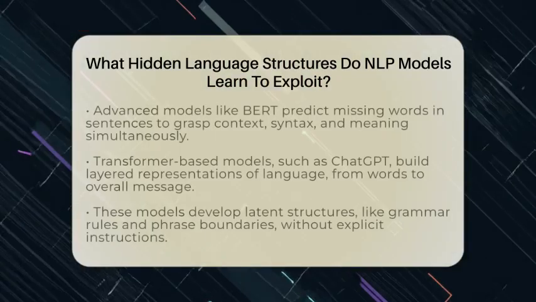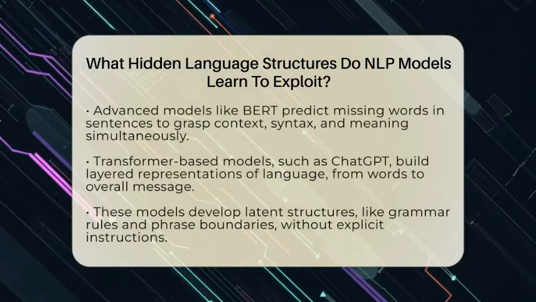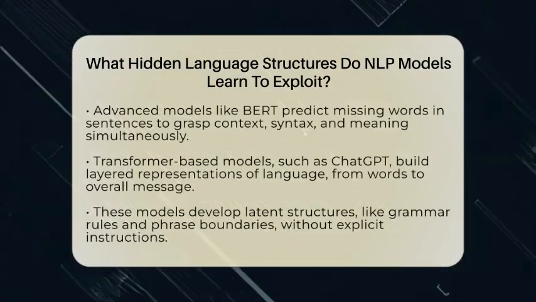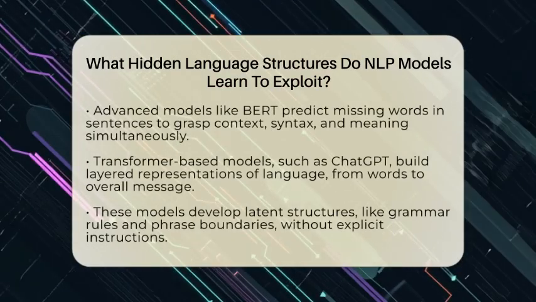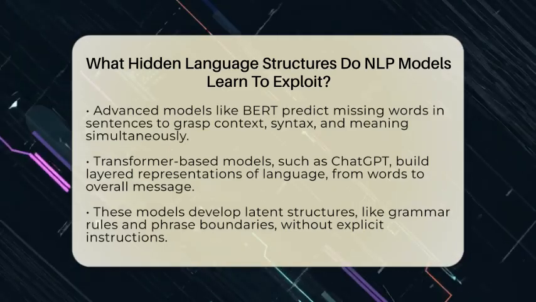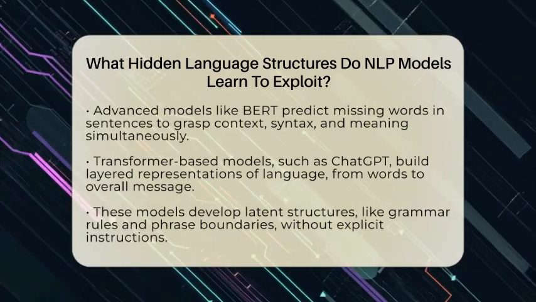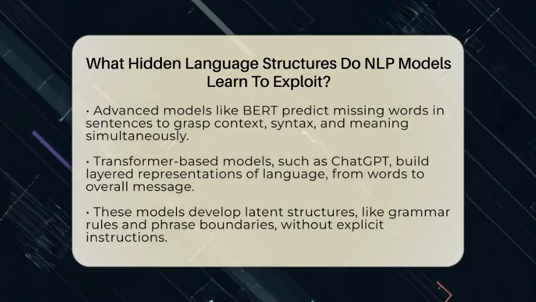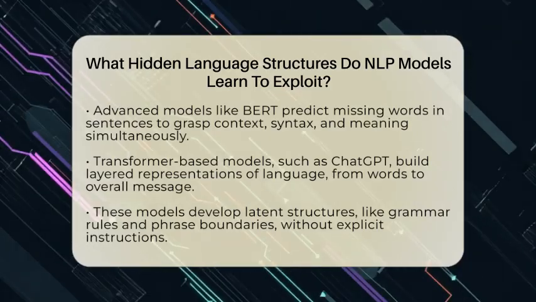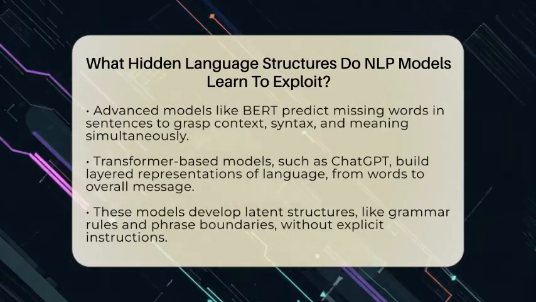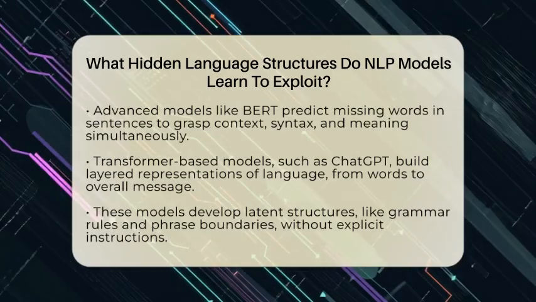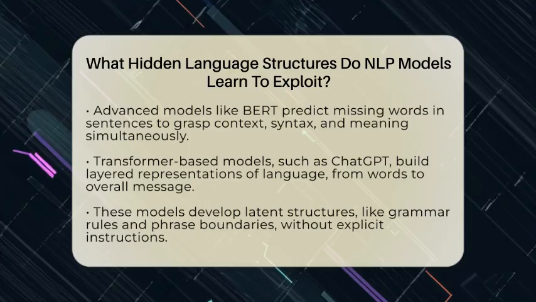More advanced models, like those based on masked language models, such as Bidirectional Encoder Representations from Transformers, or BERT for short, learn to predict missing words in sentences. By doing this, they understand how words relate to each other in context. For example, if the sentence is "the cat sat on the ___," the model predicts the missing word based on what makes sense, like mat. This helps the model grasp syntax and meaning at the same time.